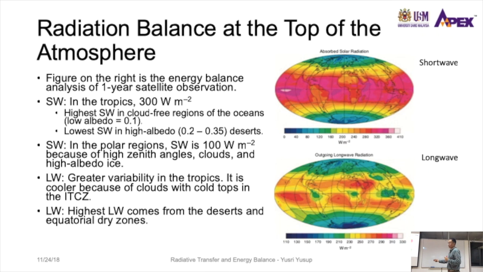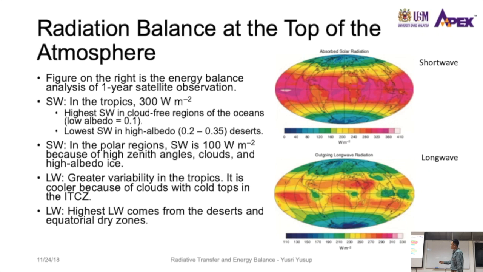Now, longwave radiation. There is greater variability in the tropics. Longwave radiation is the radiation coming from the Earth, with wavelengths of more than 4 micrometers. Because it comes from the Earth, it doesn't come from a constant source like the sun. So that's why there's variability here. Here we can see it is more or less constant in the middle, but here we see the variability.